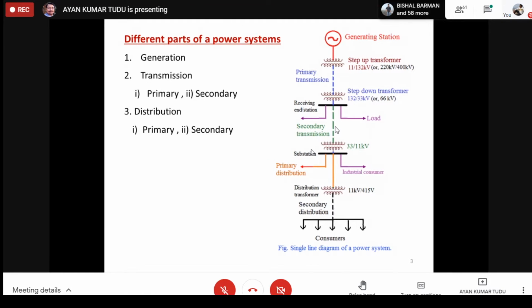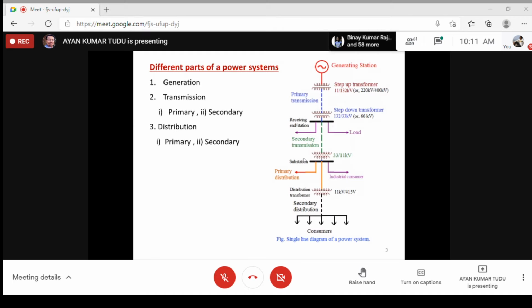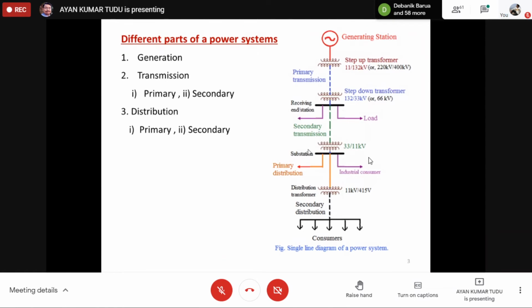As you can see in the primary transmission, we need to carry large power at lower losses. That's why this power is transferred from the power station to the load center at extra high voltages. This is called the primary transmission.